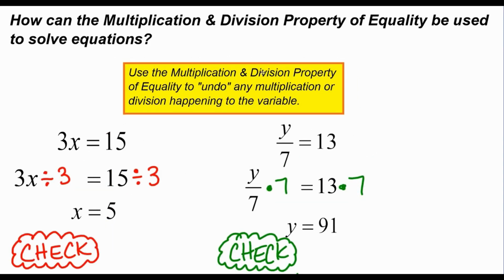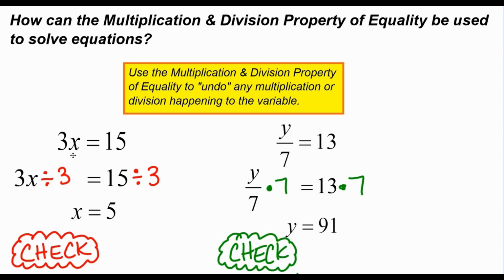So how do we use multiplication and division properties of equality to solve equations? Well, we're going to use them to undo any multiplication or division happening to the variable. We're going to do the opposite of what's happening to the variable, because just like with addition and subtraction, they will kind of cancel each other out, and then we'll have just the variable so we can solve our equation.